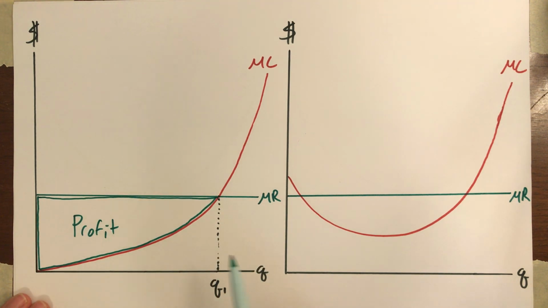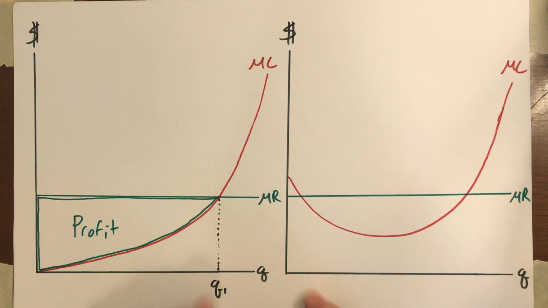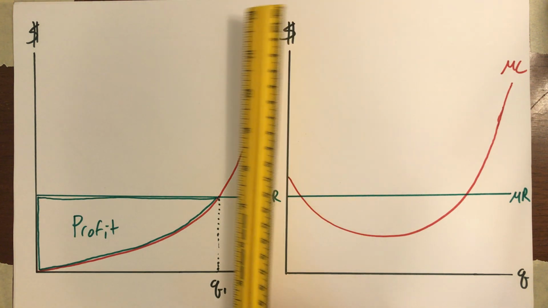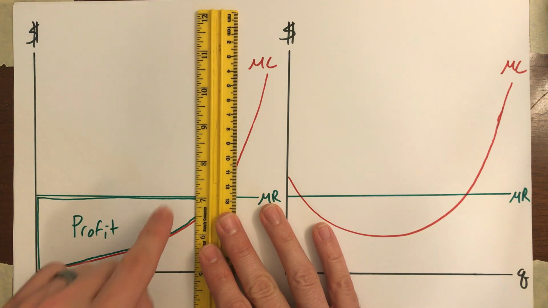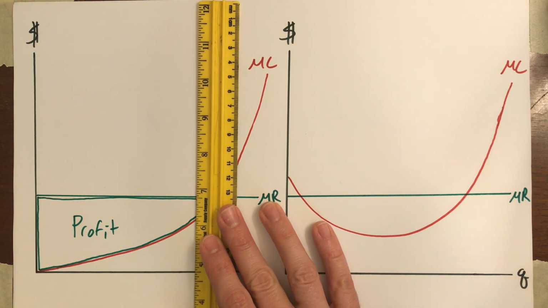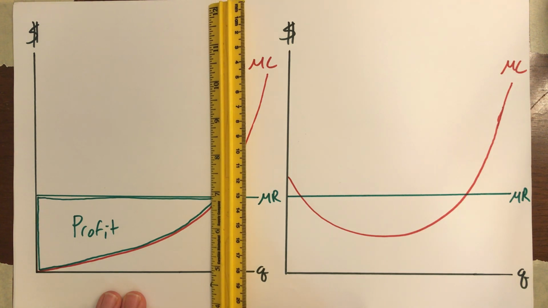Now, you don't want to stop producing before you hit this point where marginal cost equals marginal revenue, because doing so would eliminate some of those profits that you've earned. If I cut back on my output, I'm giving up some of those economic profits that I could have been earning. I don't want to do that. So I want to keep on producing.